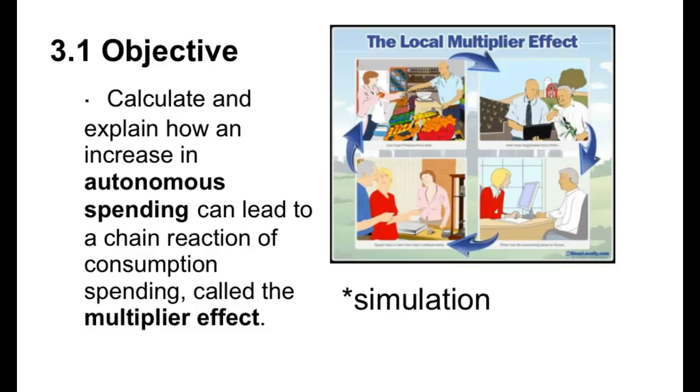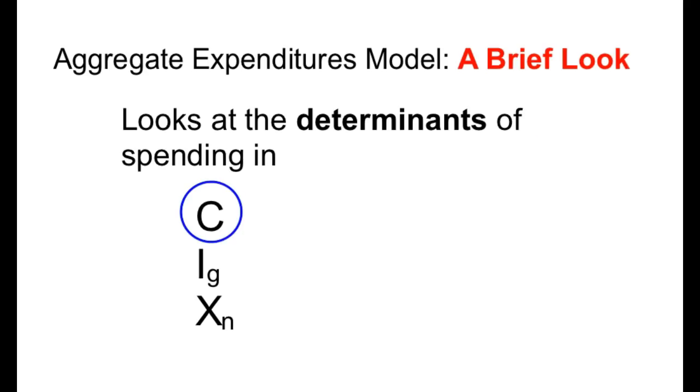This is the learning objective for this lesson. We're mostly interested now in determining how levels of consumption spending are established and what is this thing called the multiplier effect. So we're going to skip ahead here.